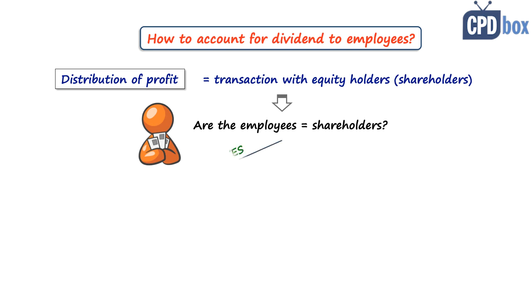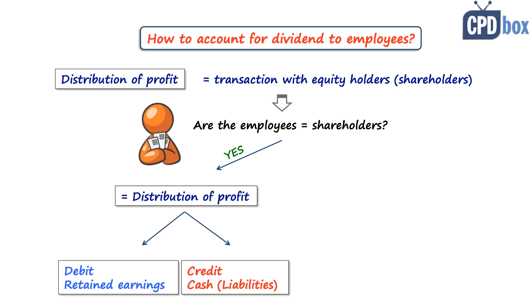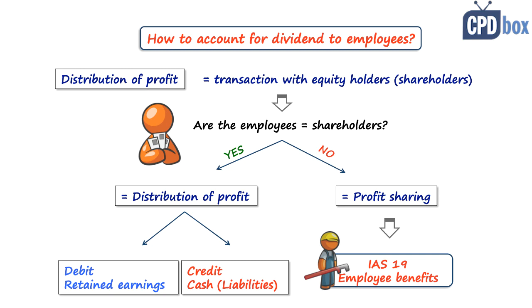Well, if the dividend is paid out to the employees being the shareholders, then yes, you are right. This can normally happen, that employees also hold some shares, and if they receive the dividend based on the number of shares they hold, then yes, this is recognized as a distribution of profit. But if the dividends paid out are a part of some remuneration scheme, then no, this is not a distribution of profit reported in the statement of changes in equity. This is a typical profit-sharing plan, and it falls under the standard IAS 19 Employee Benefits.